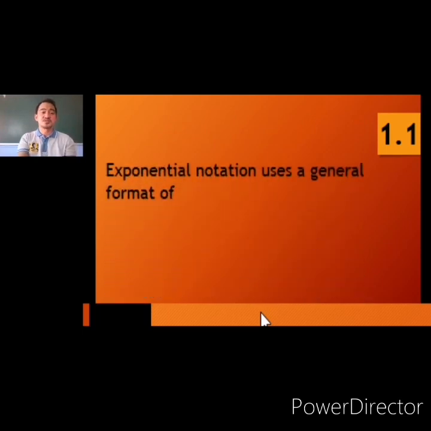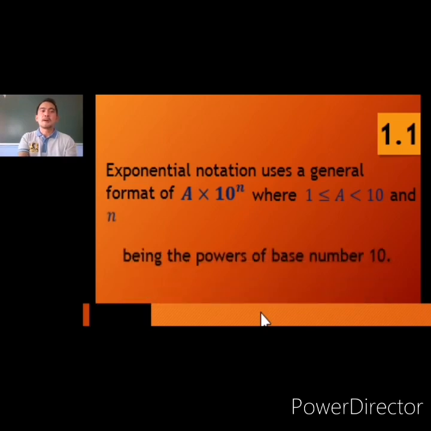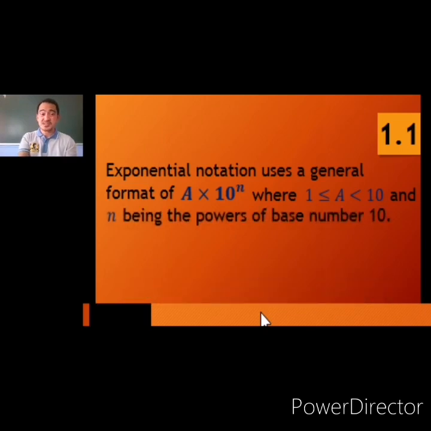Exponential notation uses a general format of a times 10 raised to n, where a is a number greater than or equal to 1 and less than 10, and n being the power of base number 10.